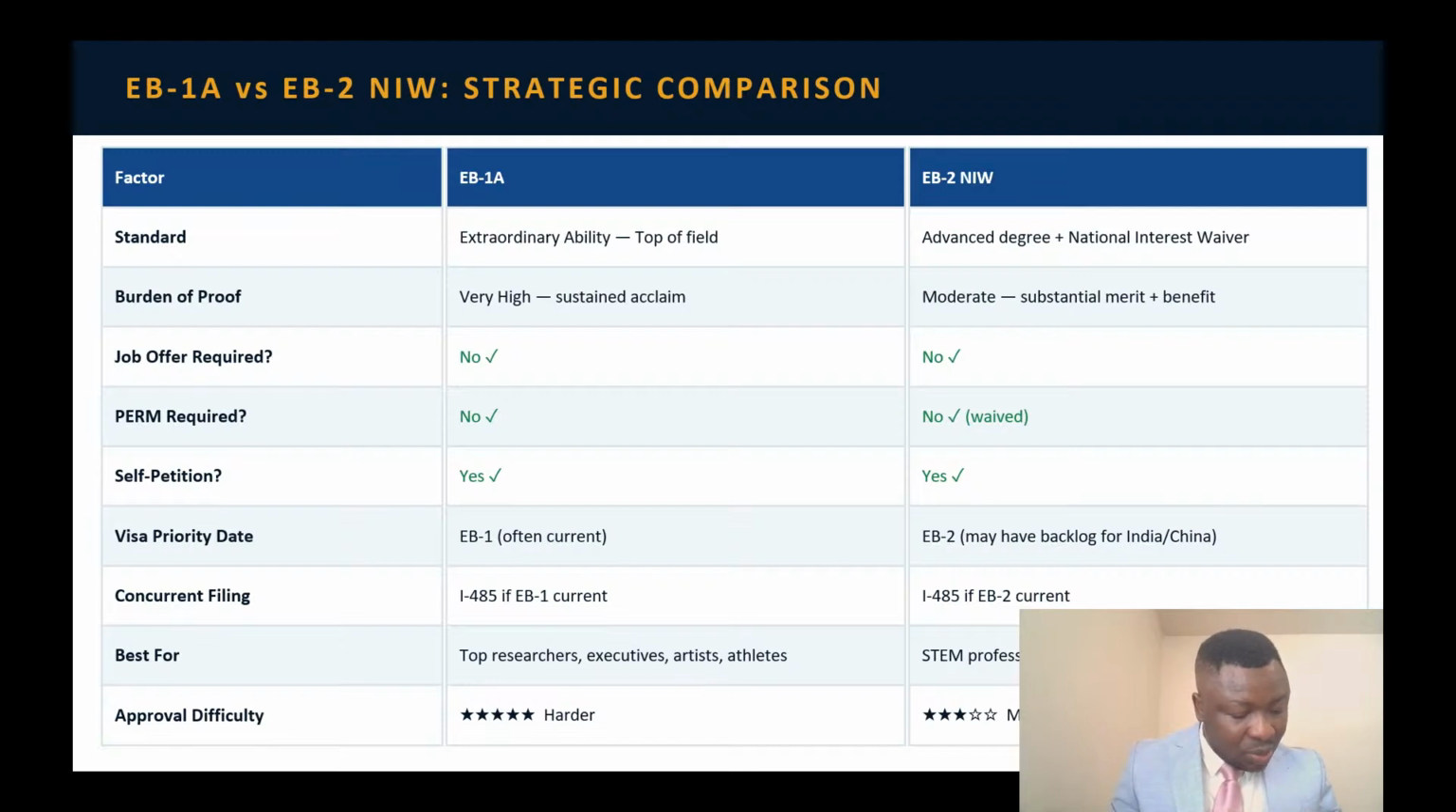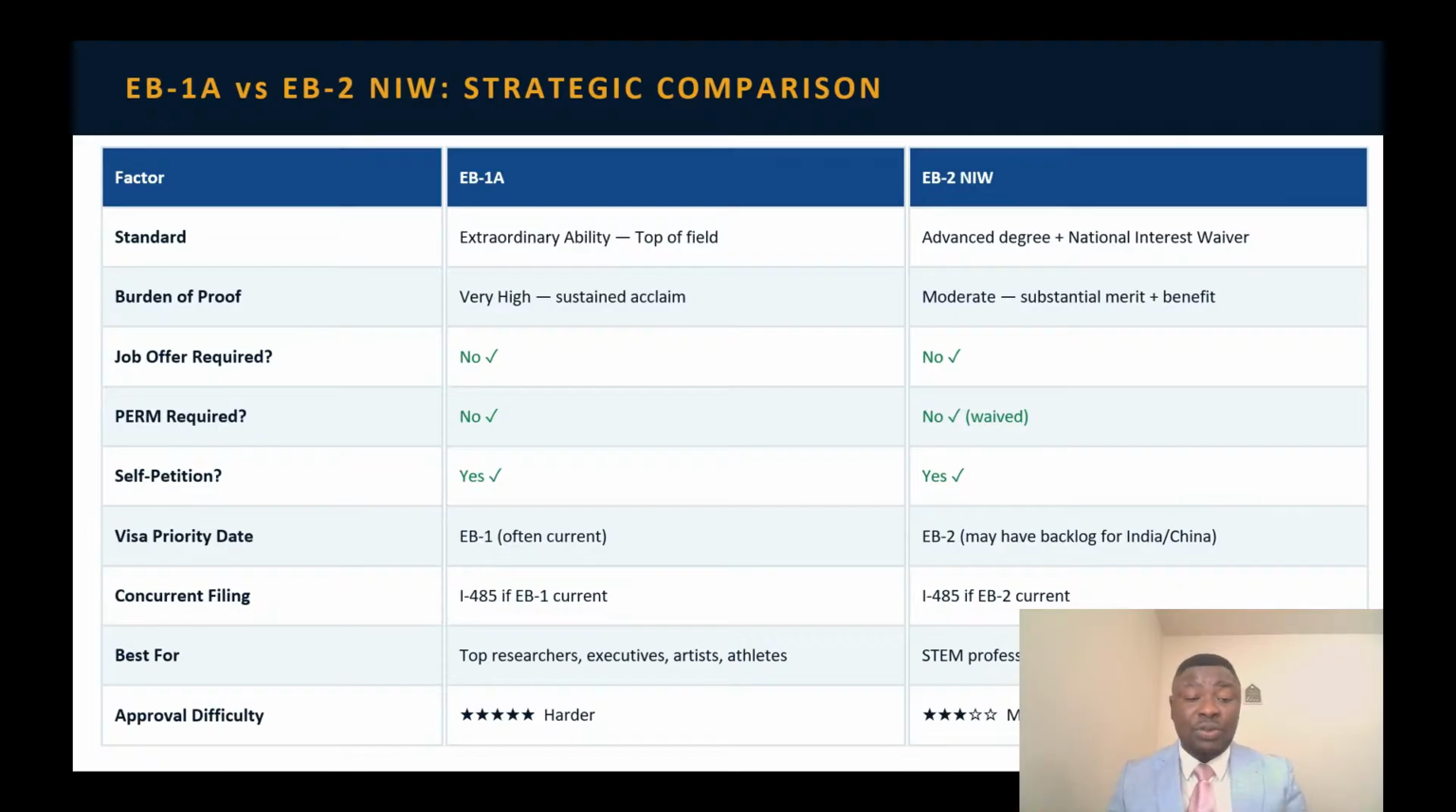And looking at the question here. Okay, now can you file concurrently for EB1? Yes, because EB1 is usually, most of the time, current. For EB2, you cannot file concurrently unless it is current.